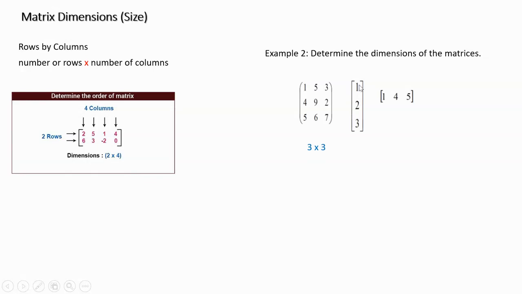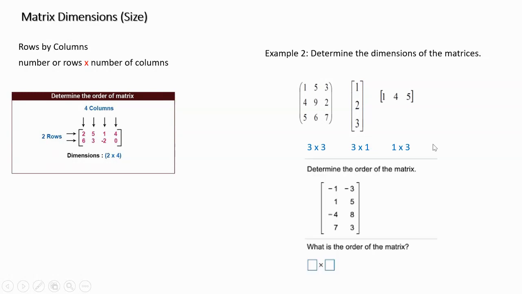The one in the middle, we got 3 rows, 1, 2, 3, and 1 column, so that'll be a 3 by 1. The last one, we have 1 row and 3 columns, so that'll be a 1 by 3. Okay. Now on this one, right? So what's the order of the matrix or the size? We got 1, 2, 3, 4, so that'll be 4 rows and 2 columns, so that'll be a 4 by 2.